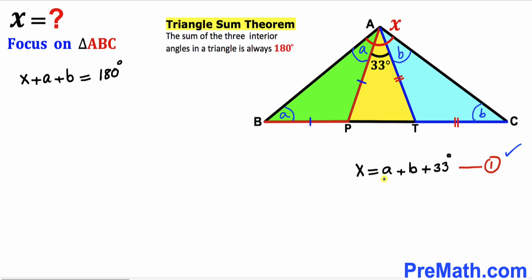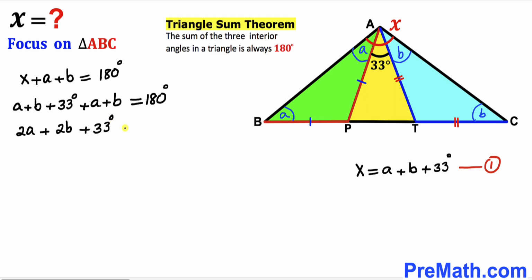Now let's focus on equation 1: our angle X is equal to a plus b plus 33 degrees. I'm going to substitute this X value, which is a plus b plus 33 degrees, plus a plus b, equal to 180 degrees. Let's combine these like terms. So we get 2 times a plus 2 times b plus 33 degrees equal to 180 degrees.